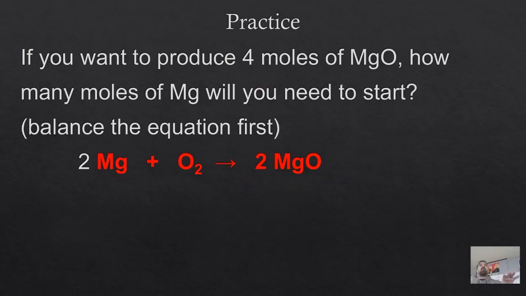So I'm going to solve this problem. You don't need to do it. Just watch what I'm doing. This is a 1-step stoichiometry problem. I'll tell you how you identify that later. If you want to produce 4 moles of MgO, how many moles of magnesium do you need to start? I'm going to change this. I don't want magnesium. I want O2. That's the only change I'm going to make.